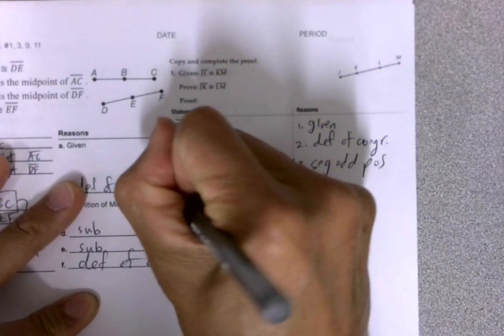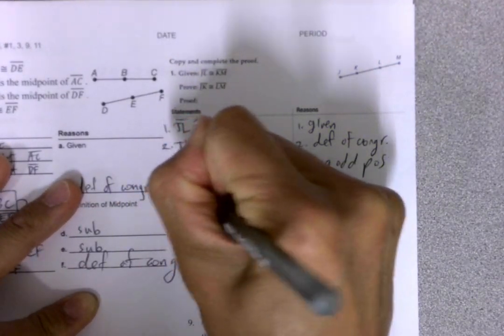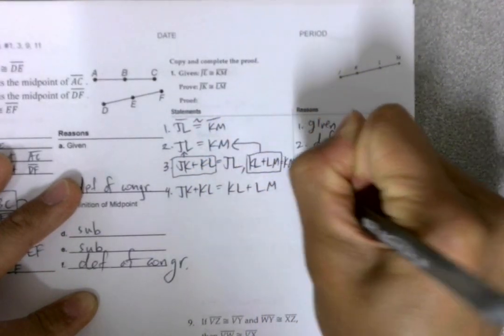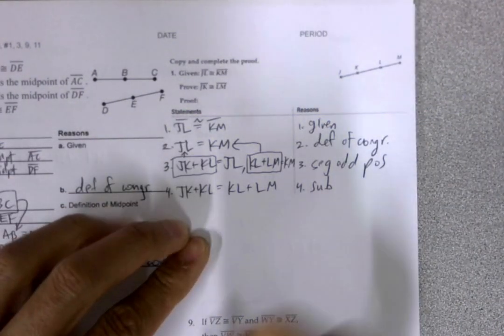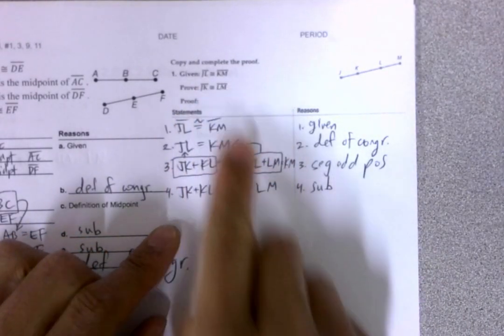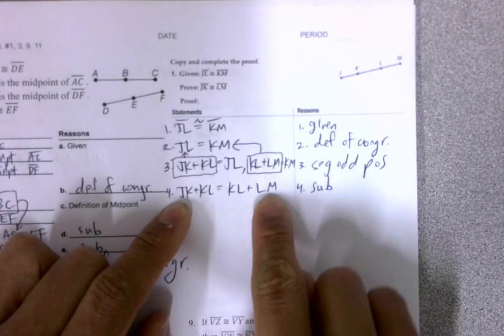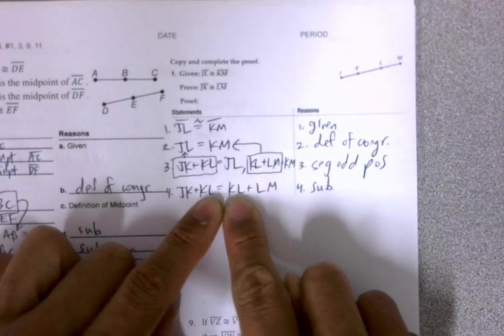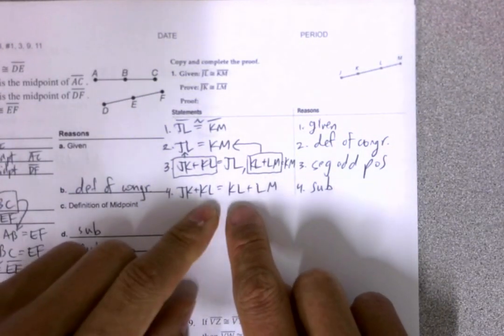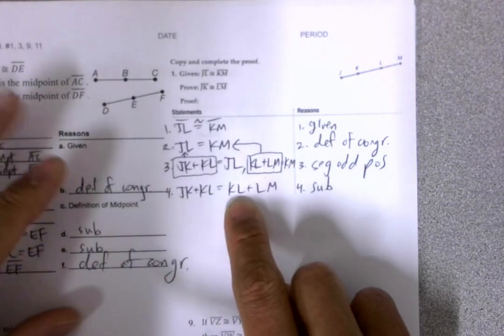Substitution. So let's go ahead and substitute. We got JK plus KL is equal to KL plus LM. Step 4 is substitution. Okay, great. Now, what do we want? We want JK equals LM. We want the KLs to go away. Can we make the KLs go away? Yes, subtraction. It's the same value on both sides of the equal sign.